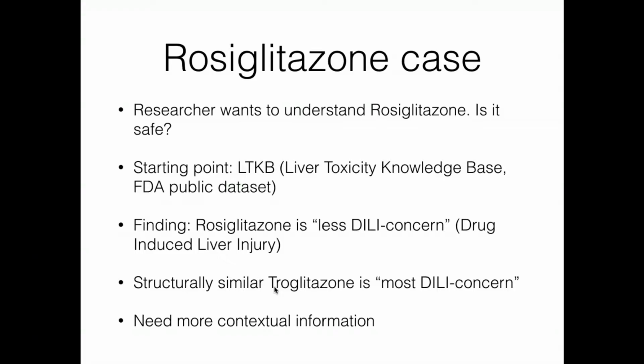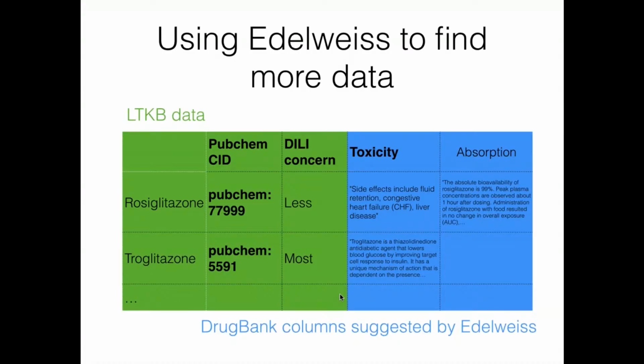We also know that Troglitazone is structurally similar, and Troglitazone has most-DILI-concern. So this makes us a little worried. So we are paranoid. We would like to have more contextual information so we can begin our own investigation and start thinking a little more about this. So Edelweiss to the rescue.